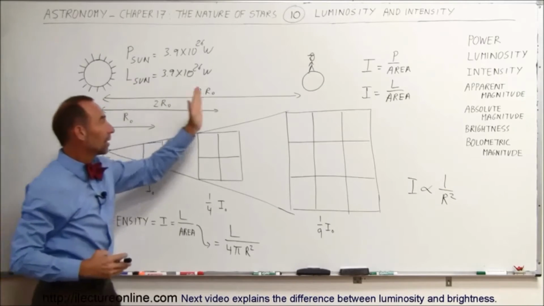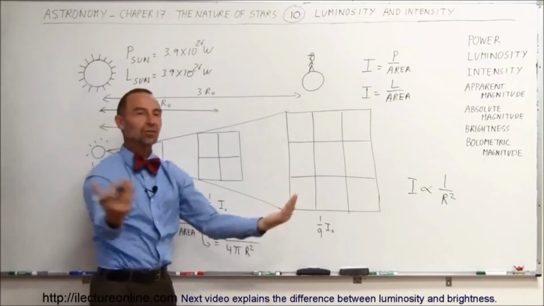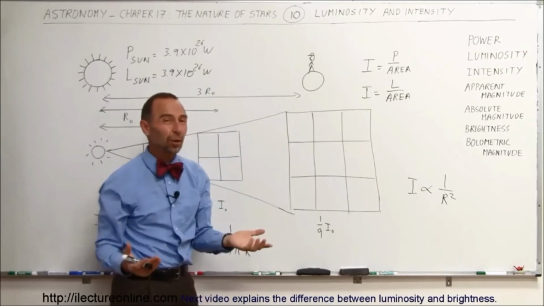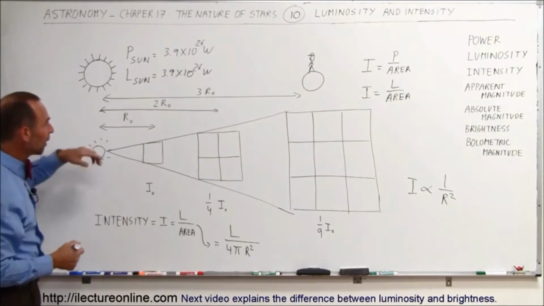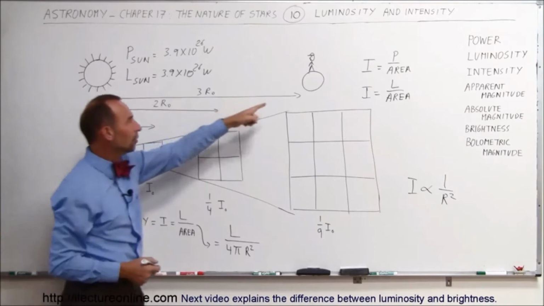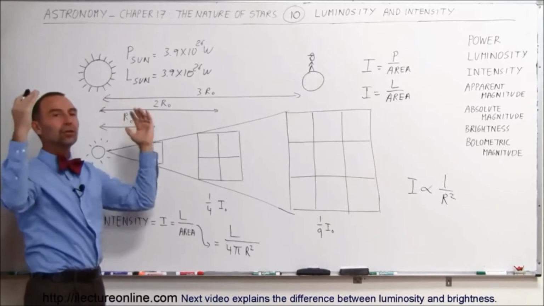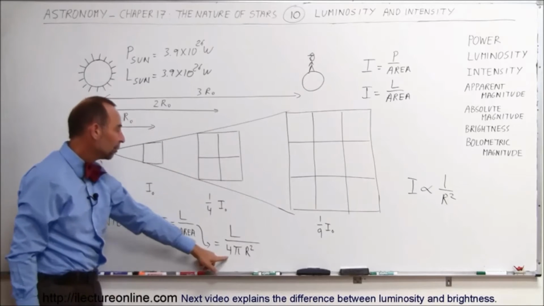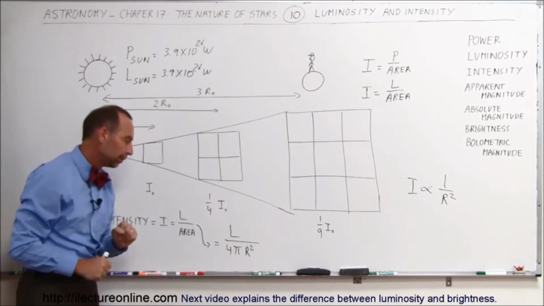By the time the light gets to the Earth, you can imagine a sphere that has a radius of the distance between the sun and the Earth, which would be, of course, 1 astronomical unit, or about 150 million kilometers. So if you want to find the intensity at the Earth, you take the total luminosity of the sun and divide it by the total surface area of a sphere made by the Earth's orbit. And so it would be 4 pi times the radius between the sun and the Earth squared.